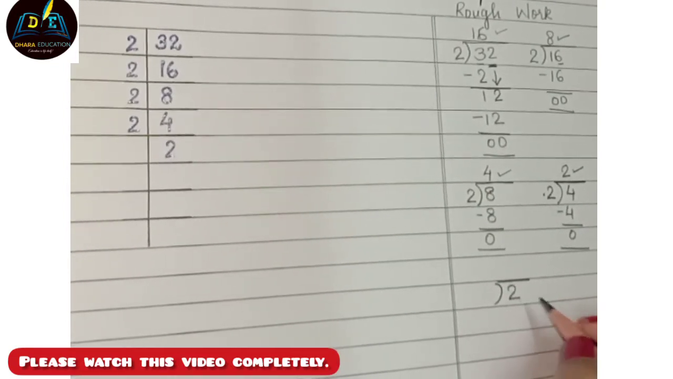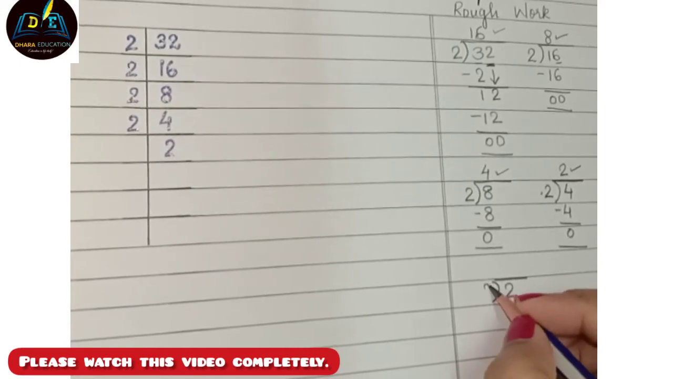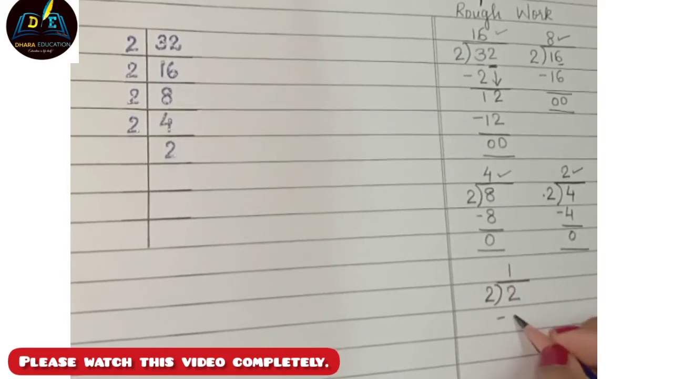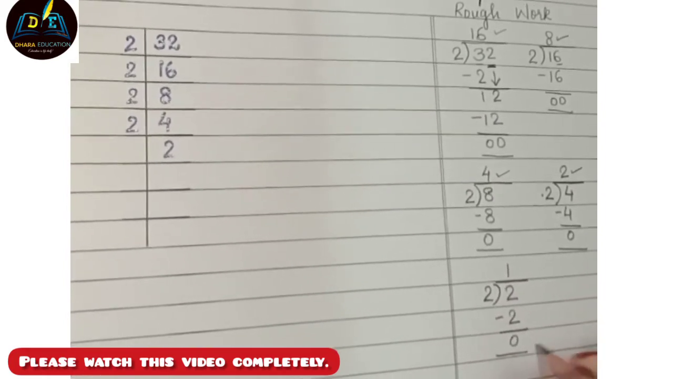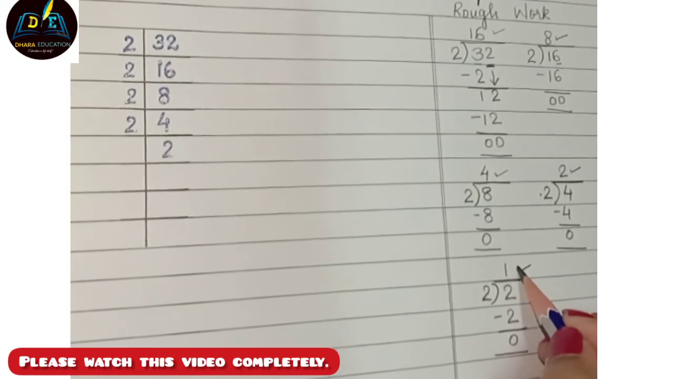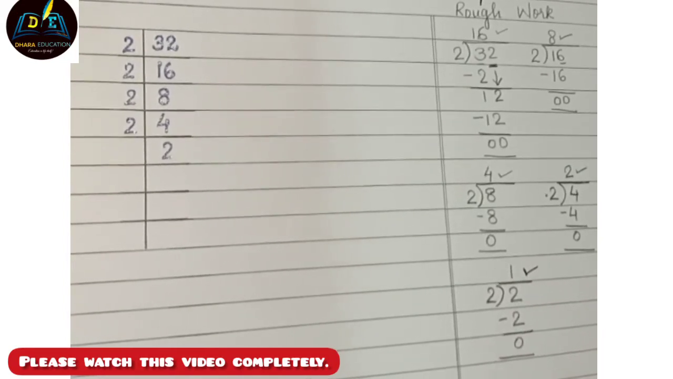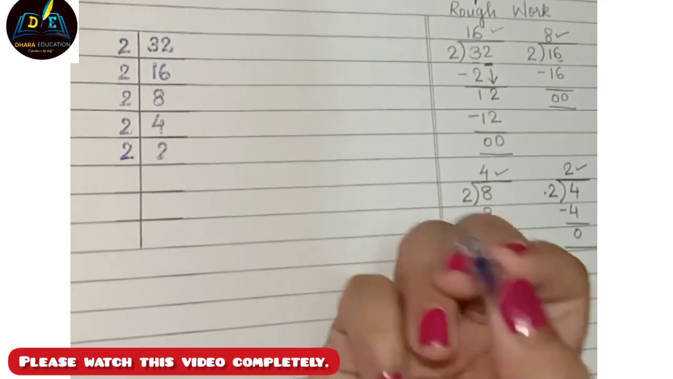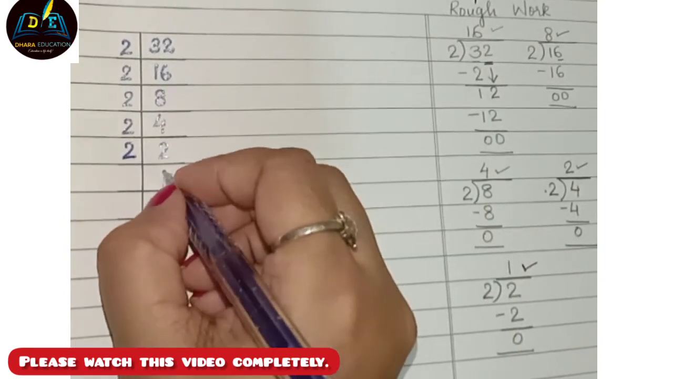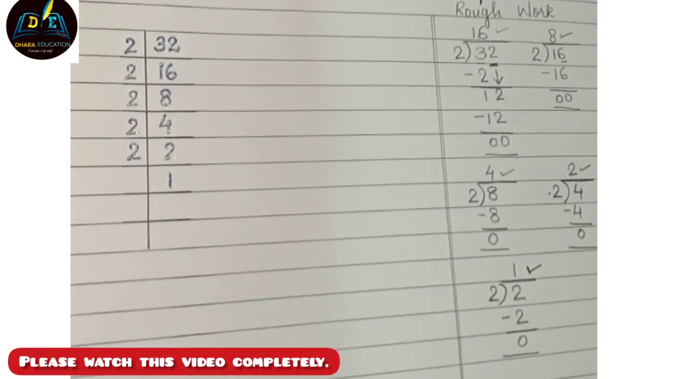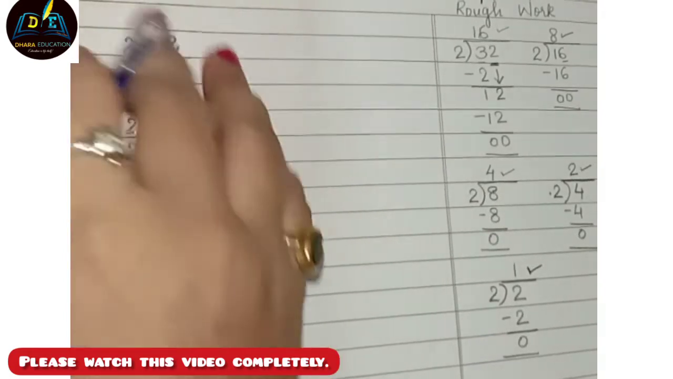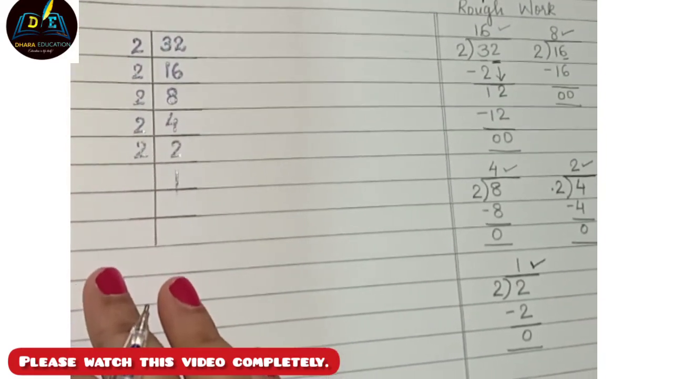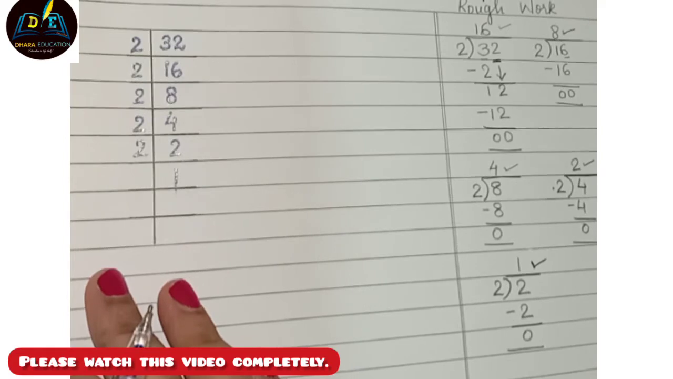As this is also even, we need to divide this with the even number only, that is 2. So 2 ones are 2, 0. So here we are getting the very last quotient, that is 1. So here we need to write, we have divided by 2 and we are getting the quotient 1. So this is what is called factorization of the following numbers into prime numbers.